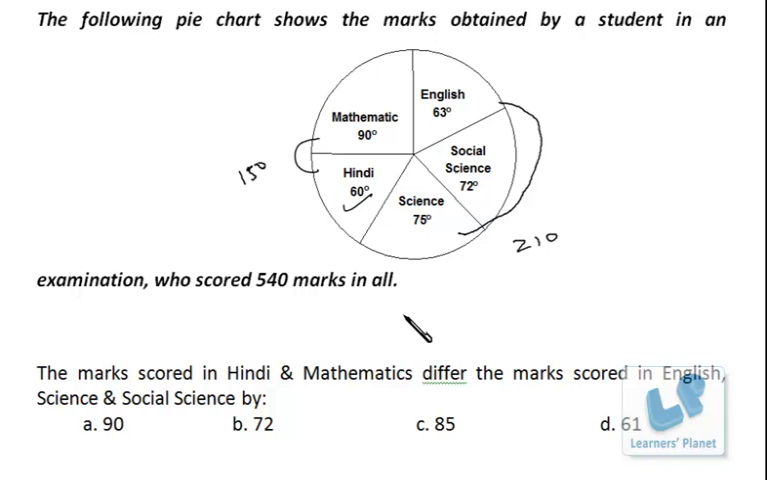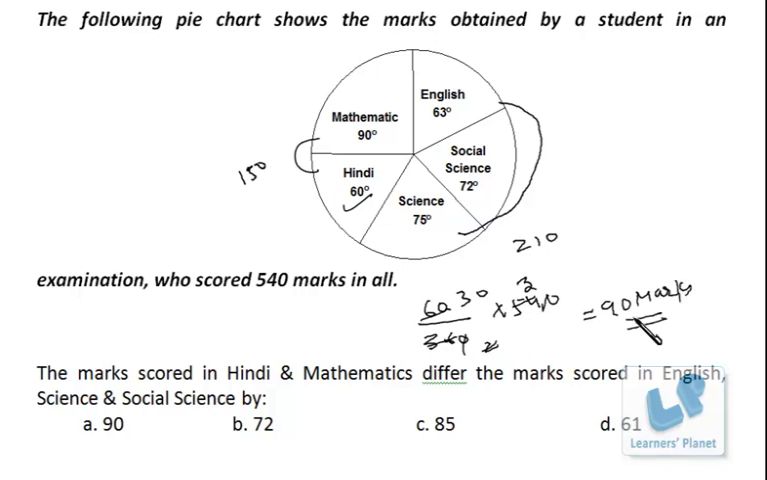So the difference is 60. Now the 60 difference is from 360, because the total here is 360 degrees. So this 60 degrees is the difference from 360. So from 540, what it will be, that we have to calculate. Okay, so it is 90 marks. A very simple problem, right? Even after some practice, you don't have to go for paperwork, right? I hope you are clear.